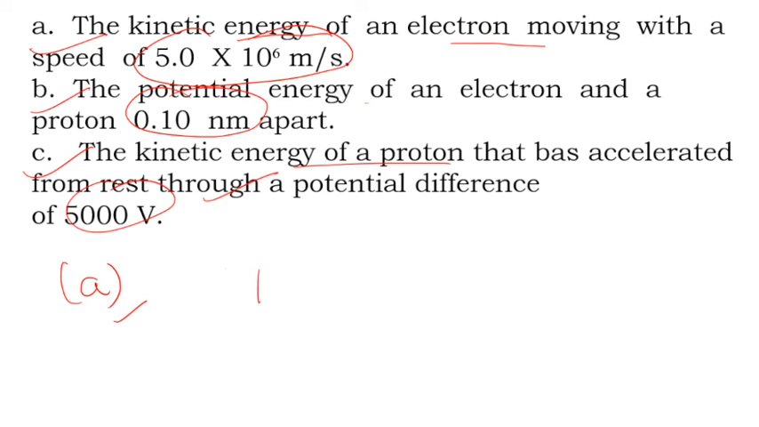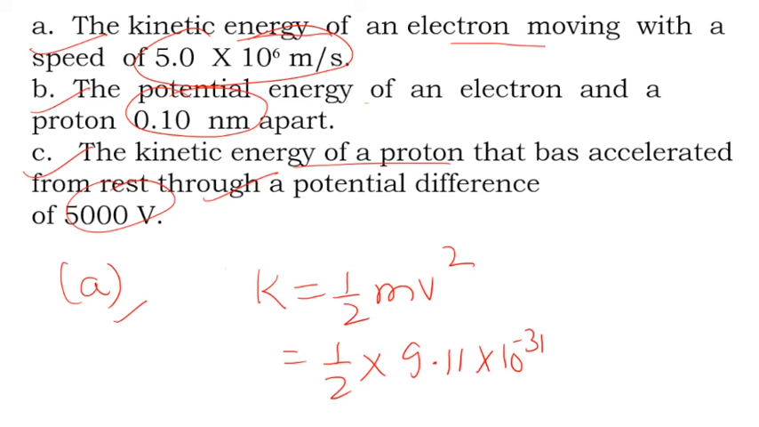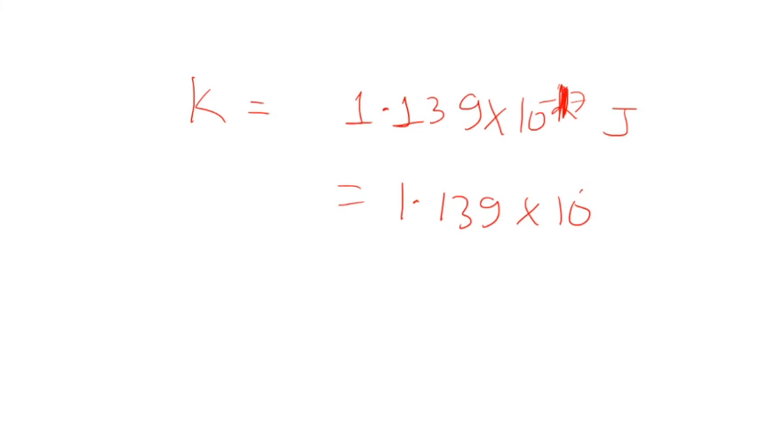First of all, kinetic energy of an electron. Okay, so this is half into, we know mass of electron is 9.11 into 10 to the power minus 31 into velocity we're given 5 into 10 to the power 6 whole square. When you solve this whole thing, you get your energy as 1.139 into 10 to the power minus 17, this correction, this is 17. So this is 1.139 into 10 to the power minus 17 joule.